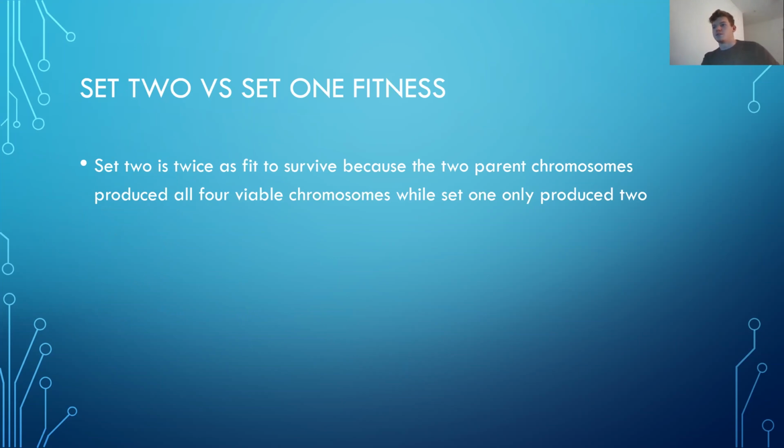Finally, which one is more set for fitness? So set 2 versus set 1 for fitness. Set 2 is twice as fit to survive because the 2 parent chromosomes produce 4 viable solutions because they were the same, while set 1 only produced 2 viable solutions.